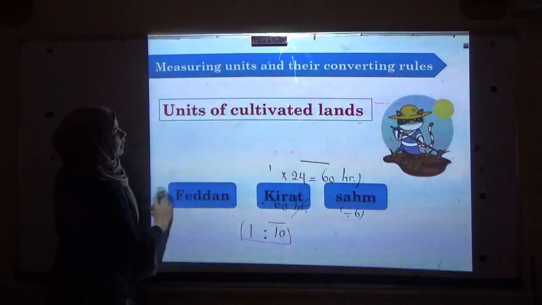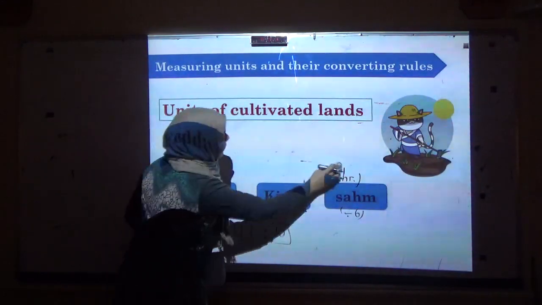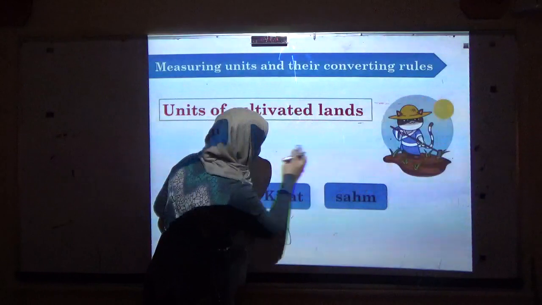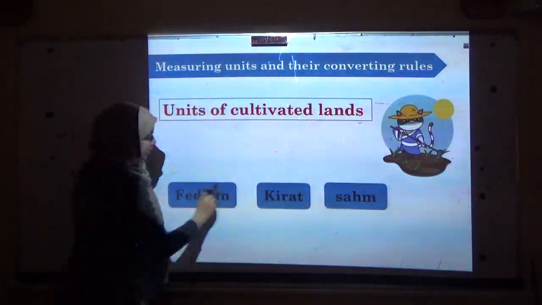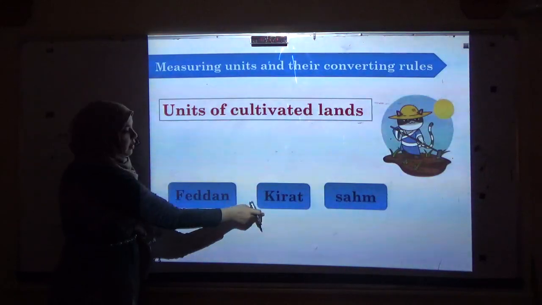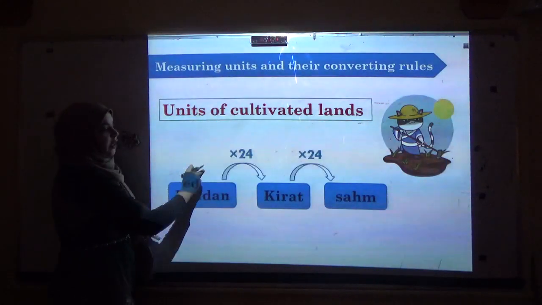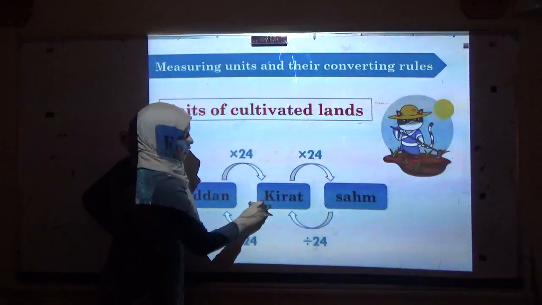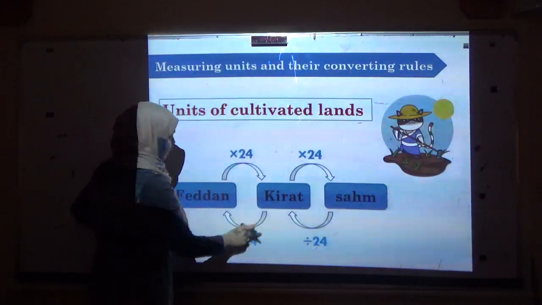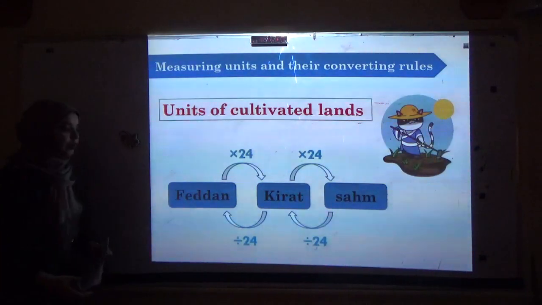Now we have the units of cultivated lands, which are Fidan, Qirat, Sam. To convert from Fidan to Qirat, multiply by 24. From Qirat to Sam, multiply by 24. From Sam to Qirat, divide by 24. From Qirat to Fidan, divide by 24.